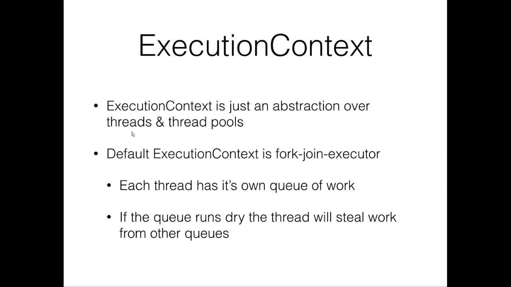The default execution context now, I believe, is fork join. Somebody can correct me if I'm wrong, but I'm pretty sure that using fork join, each thread has its own queue of work, and if the queue runs dry, then the thread starts to steal work from other queues. I also believe there's a thread pool executor. I think the only difference between these two is that there's no work stealing with thread pool executor. But if I'm wrong, just correct me, and I'm happy to take all of that back.